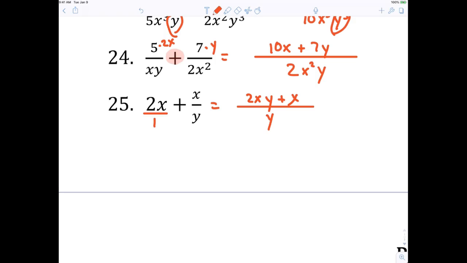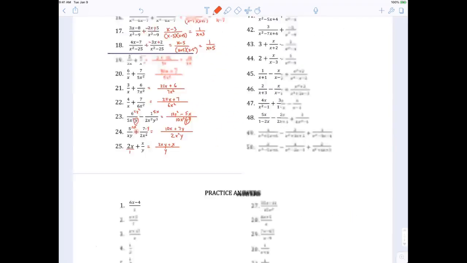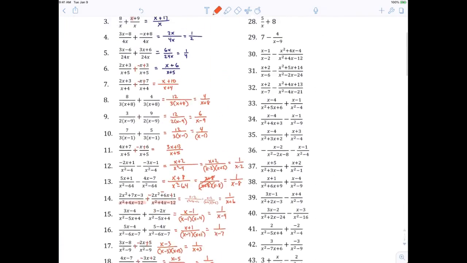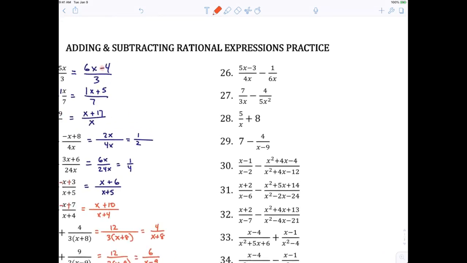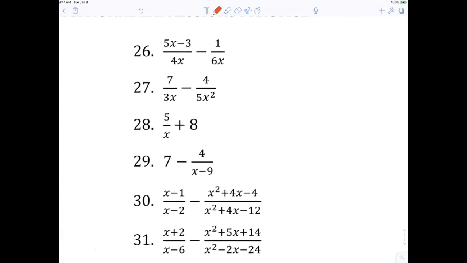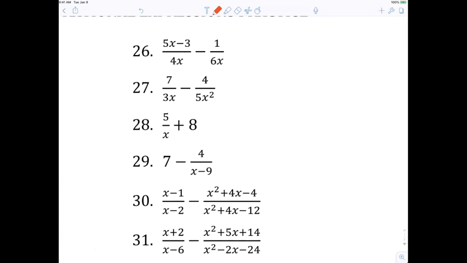Anybody have any issues now with the first 25? All right. Any issues? Nothing? Okay, let's go back to the top and see what we got. How much more time do we have, guys? Just 3? All right, so let's try to do a couple of these. And then tomorrow we'll just have less work.